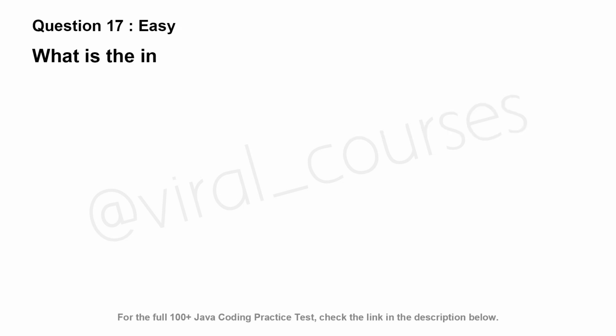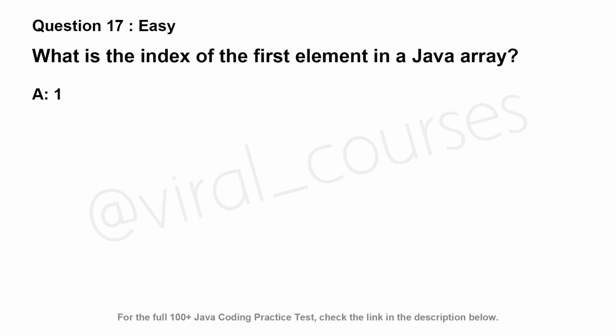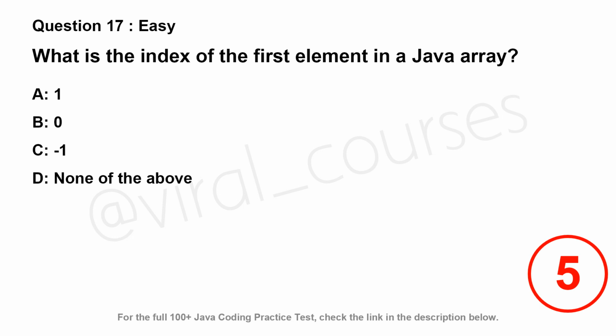What is the index of the first element in a Java array? Option A, 1. Option B, 0. Option C, -1. Option D, none of the above.